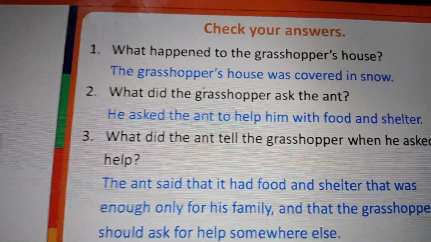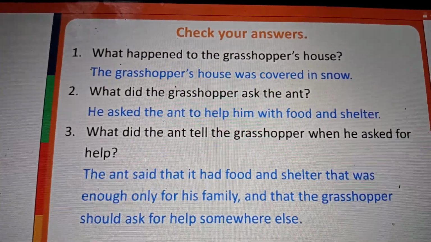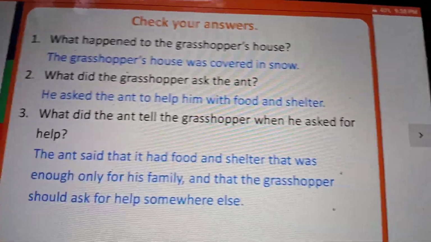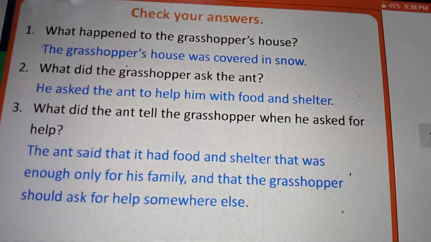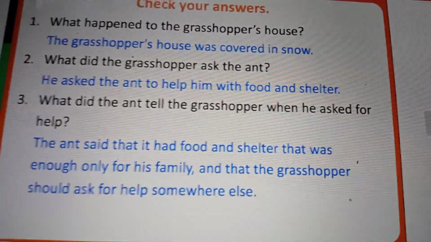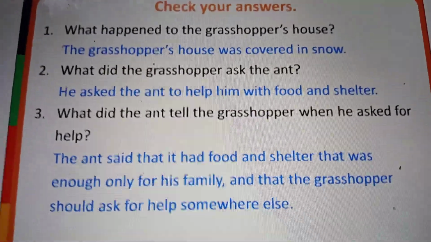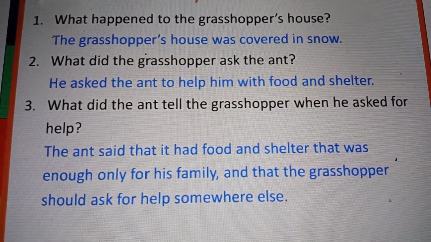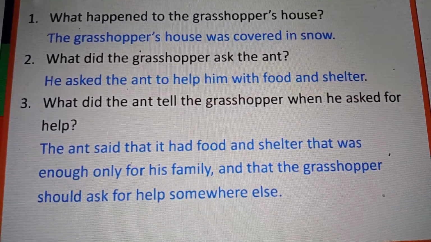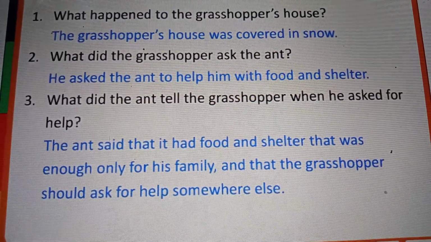See the answers. The grasshopper's house was covered in snow. He asked the ant to help him with food and shelter. Once again, my dear children, what did the ant tell the grasshopper when he asked for help? The ant said that it had food and shelter that was enough only for his family, and that the grasshopper should ask for help somewhere else.